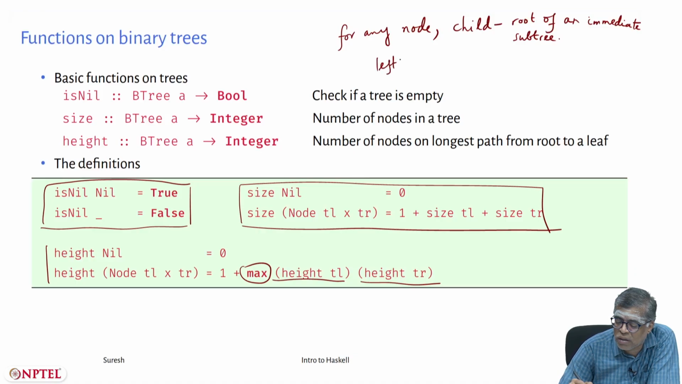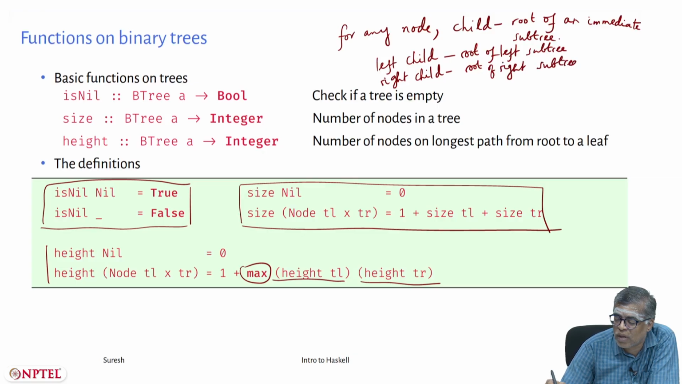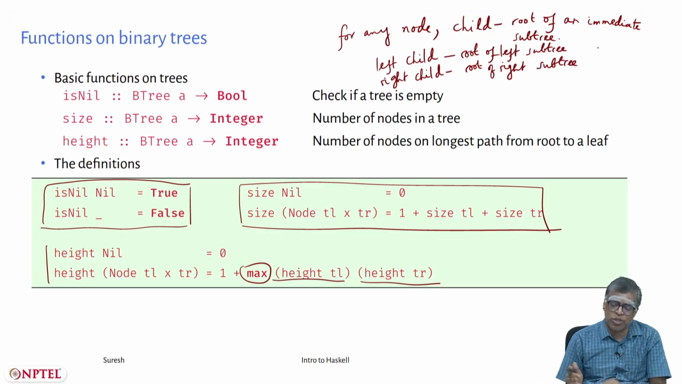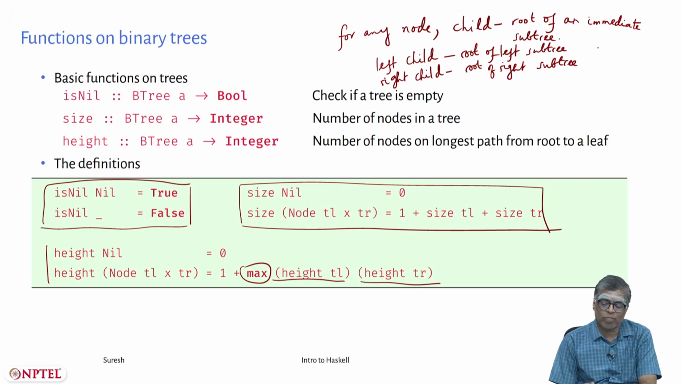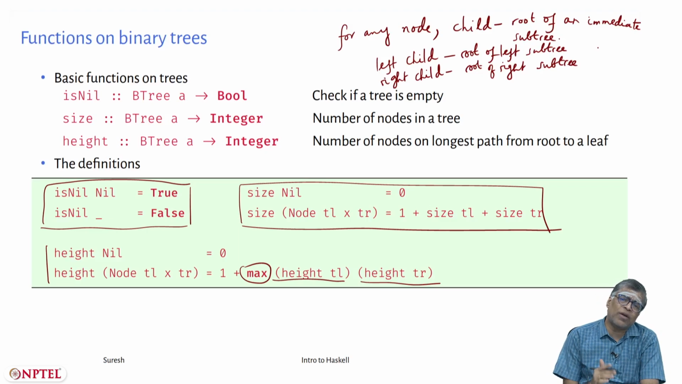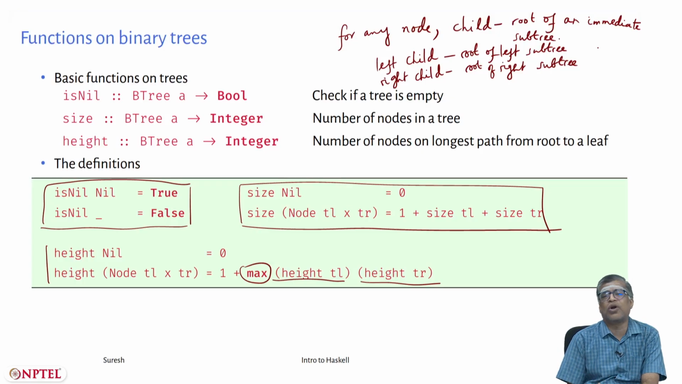Left child, root of left subtree, and right child is the root of the right subtree. Just to establish some terminology in case you are unfamiliar with these things. Many of you might have seen this in some course or the other in your academic career, but in case you have not seen this, I am just recalling this terminology.